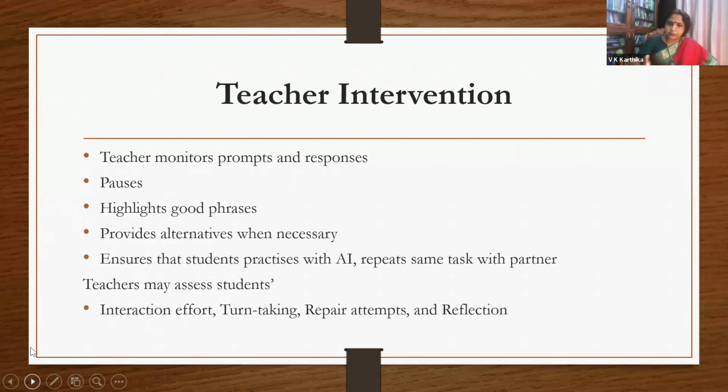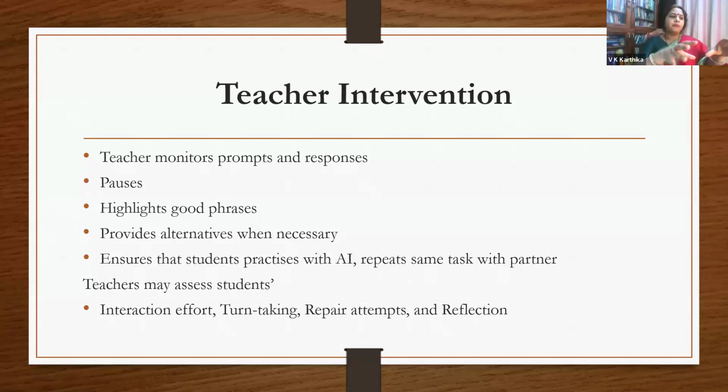So the teacher monitors prompts and responses and pauses at times, asks students to stop, goes around, asks for certain things. And then also the teacher still has the agency to underscore certain good phrases. These are the words that are better in this context, the context sensitive words the teacher can give. Alternatives when necessary, just like how a thesaurus would work. And ensures that students practice with AI, repeat the same task with partner.